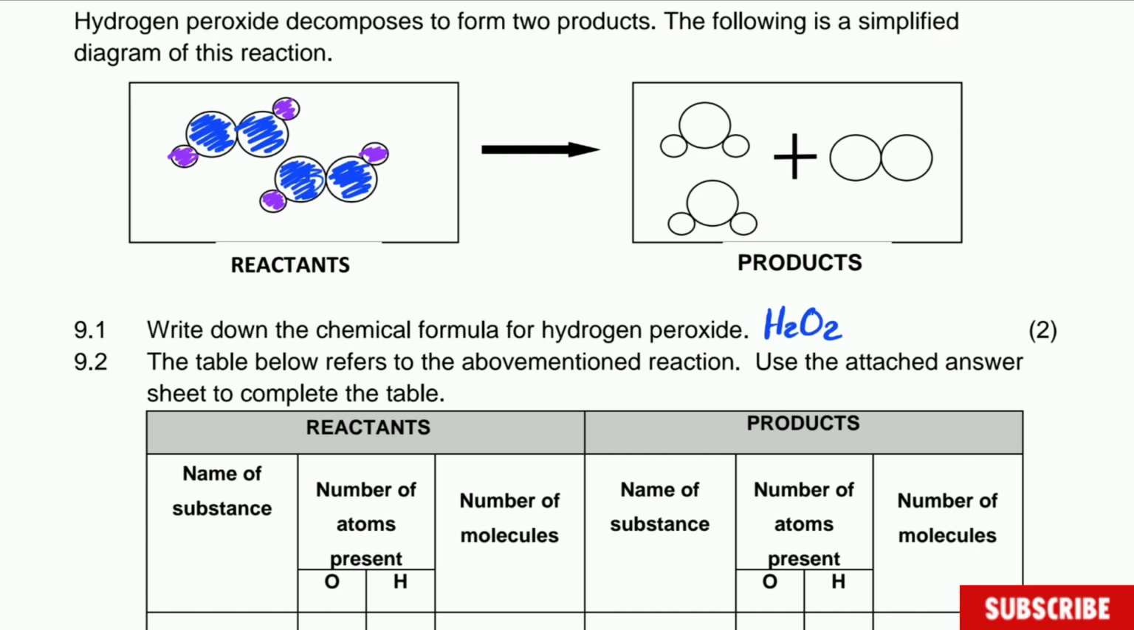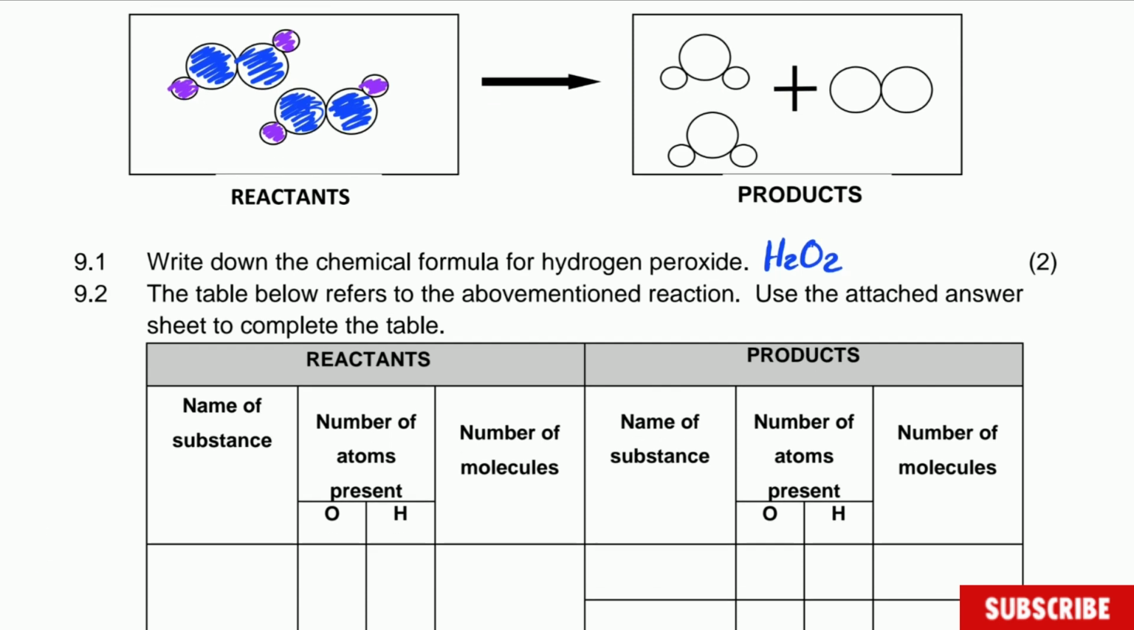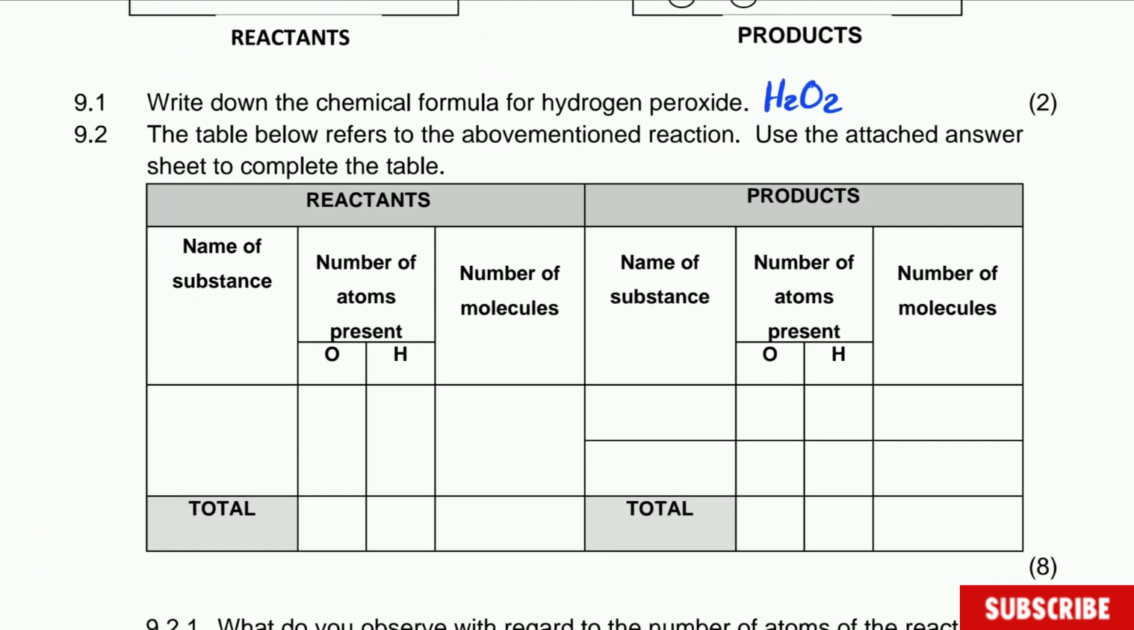Use the table below, which refers to the above mentioned reaction. Use the attached answer sheet to complete the table. Okay, so we have to answer this table. Name of the substance. We're going to start answering this one. It's quite simple. This one is hydrogen peroxide. Hydrogen peroxide, that is the substance.